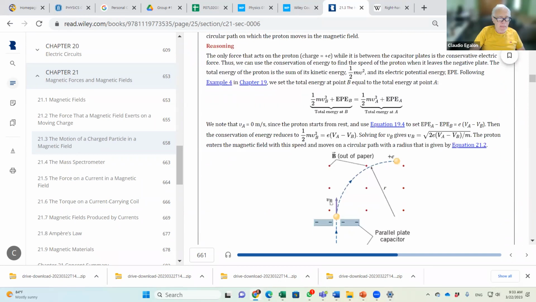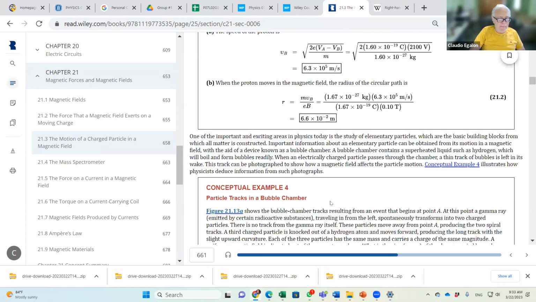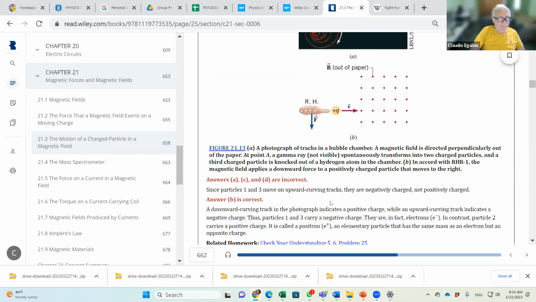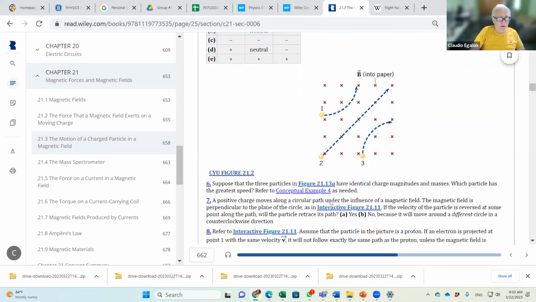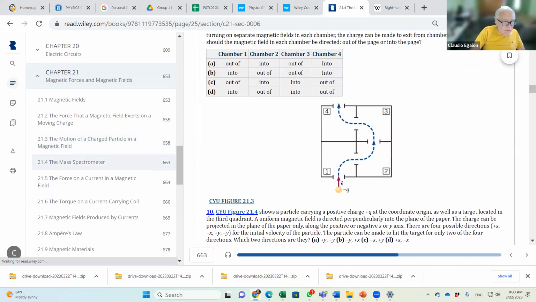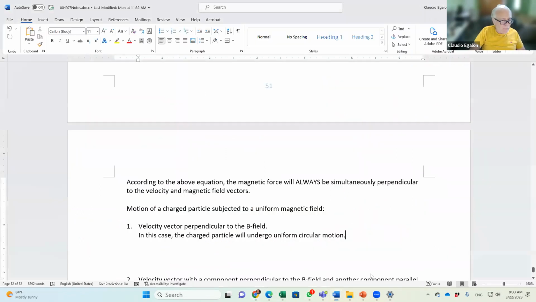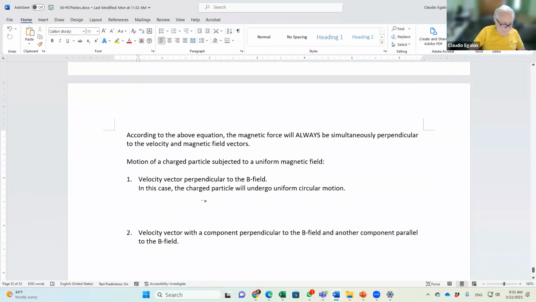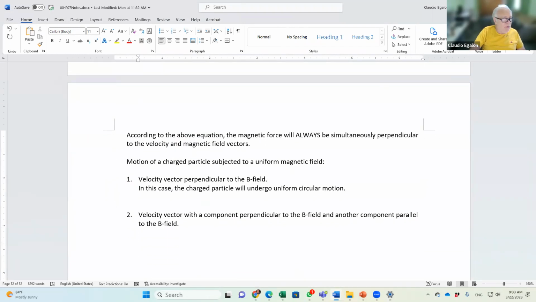Let's see if he has one for velocity. Doesn't have, we'll do it in my notes. Okay, it doesn't look like it has. I'm going to put that for you. You undergo uniform circular motion. Velocity vector with one component perpendicular to the B field and another component parallel to the B field.